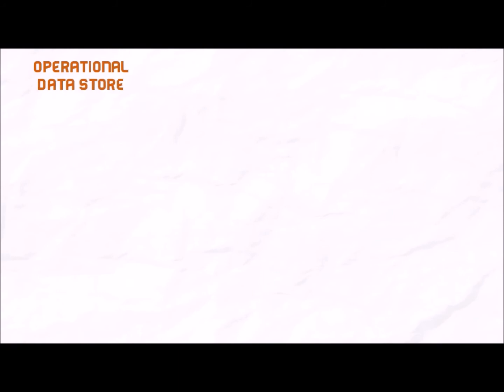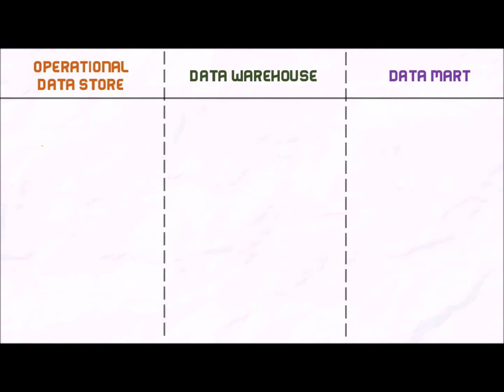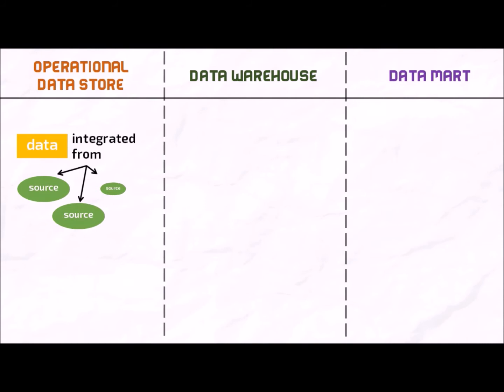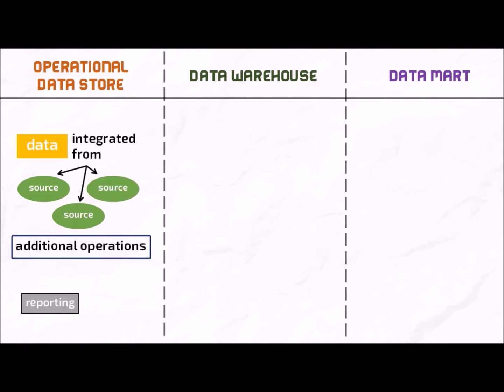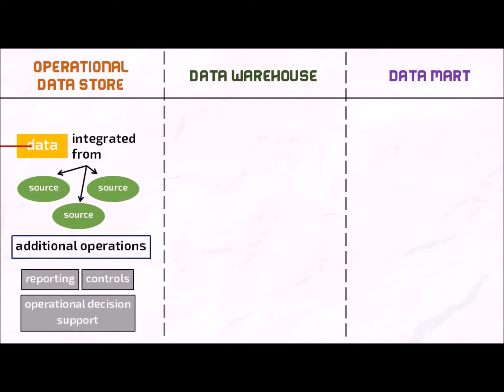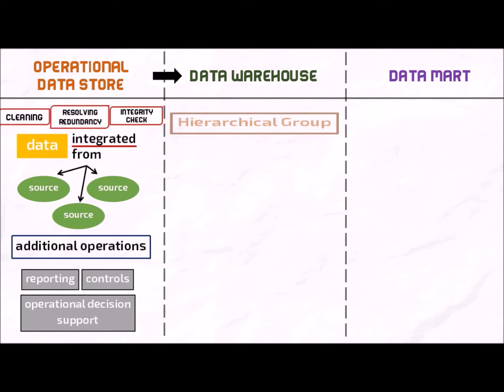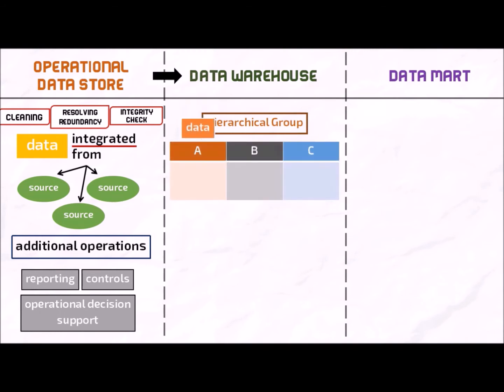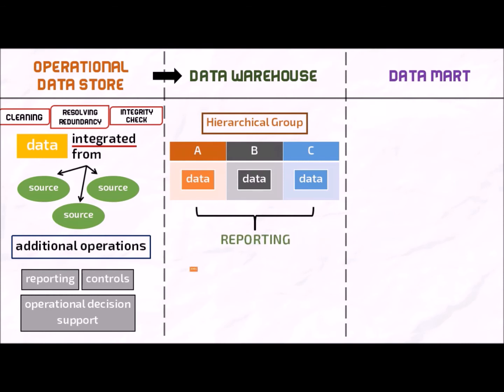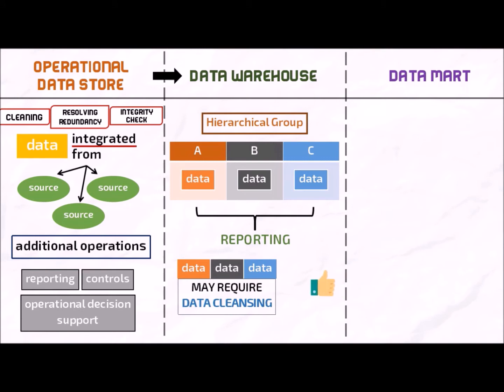EDW consists of three layers, including Operational Data Store, Data Warehouse, and Data Mart. An Operational Data Store, or ODS, is a database designed to integrate data from multiple sources for additional operations on the data. The integration often involves cleaning, resolving redundancy, and checking the integrated data, then moving it to another database called Data Warehouse. In Data Warehouse, the data is arranged into hierarchical groups. The transferred data may require data cleansing in ODS to ensure data quality before it is used for reporting.